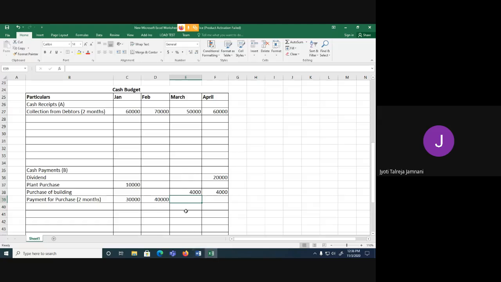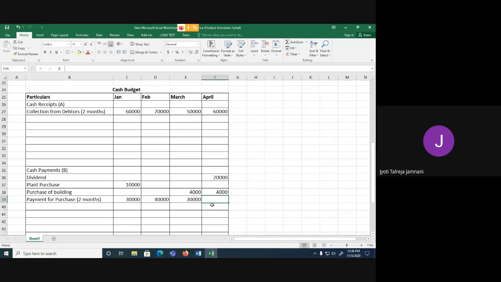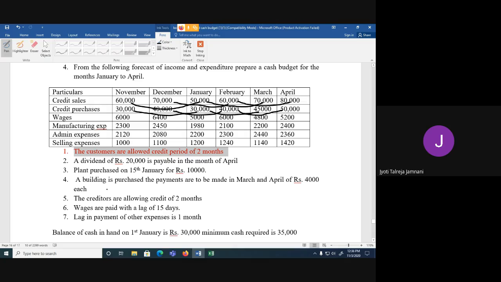Then January 30,000 what you purchased will be paid in March. And February 40,000 what you purchased will be paid in April. So this is how the purchases are being paid after a lag of 2 months. Finished till here.